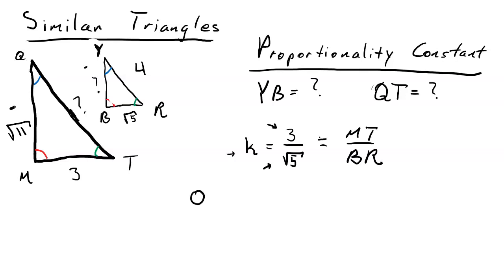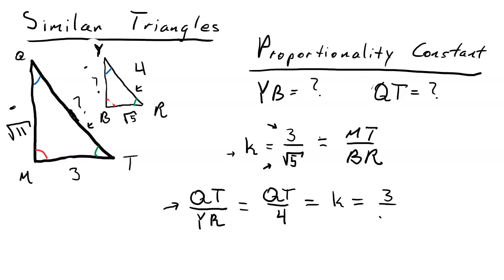So QT, we can make a ratio with this side and YR because they are the same sides of two different similar triangles. And we know YR, right? QT over 4. Now again, because we're comparing these two sides and putting that into a ratio, that should be equal to k. And k is equal to 3 over square root 5.